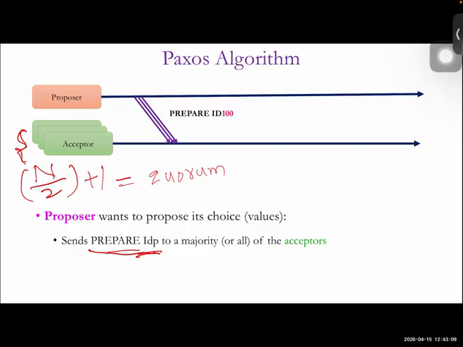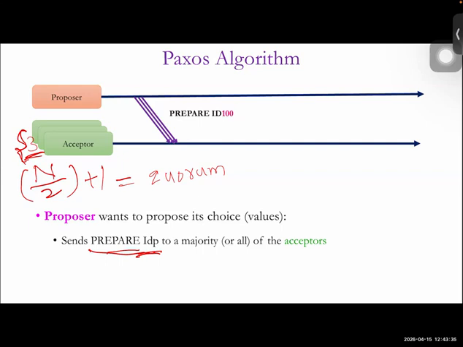So in this example, suppose there are 5 nodes, and 3 acceptors out of 5 become the quorum, or the majority.